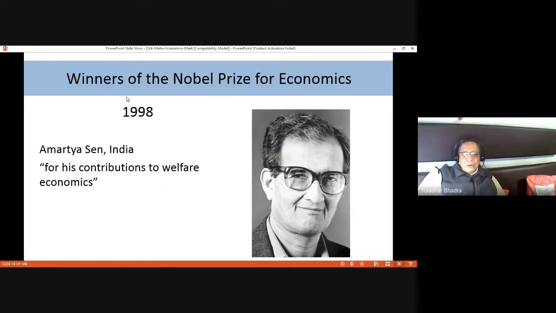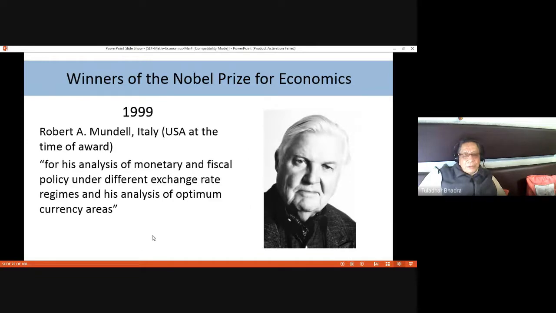In 1998, Amartya Sen from India, for his contribution to welfare economics. So there is one Nobel Prize for economics for an Indian, Amartya Sen, very prominent in Europe and for policy making in India. Very well-known person in India, Amartya Sen. In 1999, Robert Mundell, Canada.